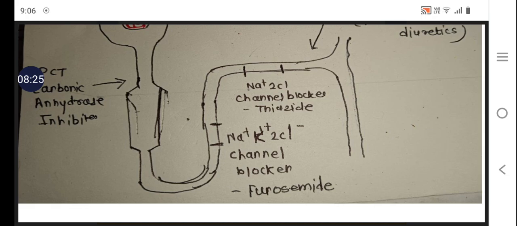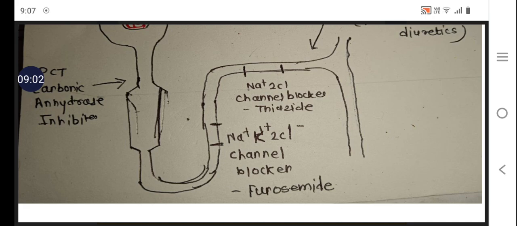So when this loop diuretic acts on this sodium potassium 2 chloride channel, the process of reabsorption of sodium from that site is inhibited, and that sodium is lost from the body. And always remember, when there is a loss of sodium in the urine, along with that sodium, water is also lost from our body. Whenever there is a loss of sodium from our body, water is also lost.